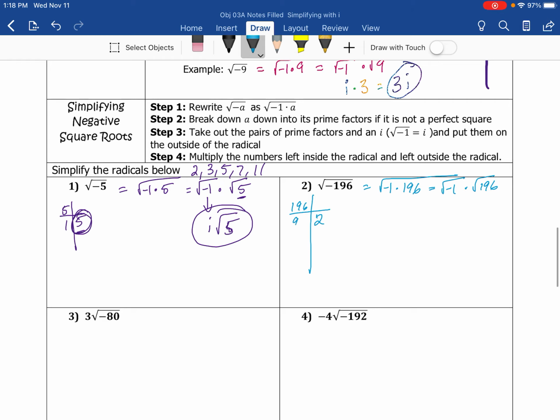Yes, that is going to be 98. Can you divide 98 by 2? Well, 98 divided by 2 is 49. 49, I can't divide by 2. I can't divide by 3. I can't divide by 5.